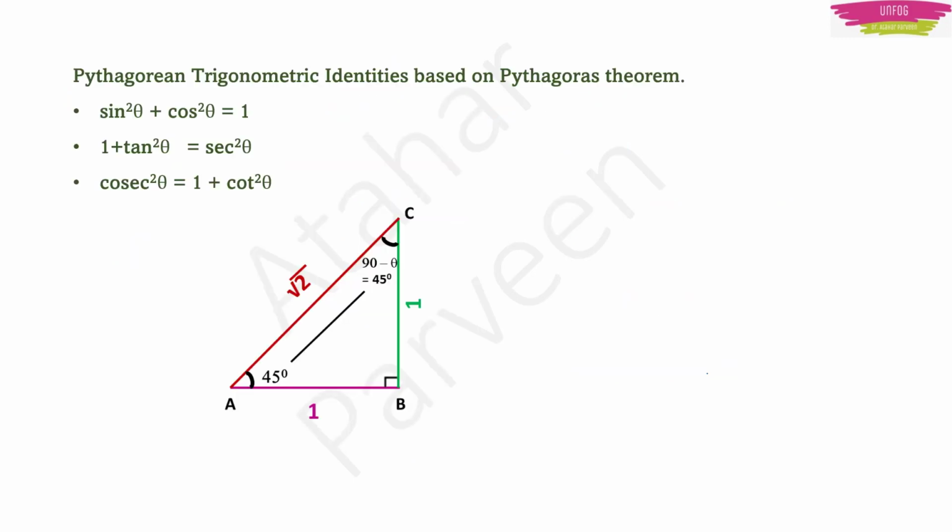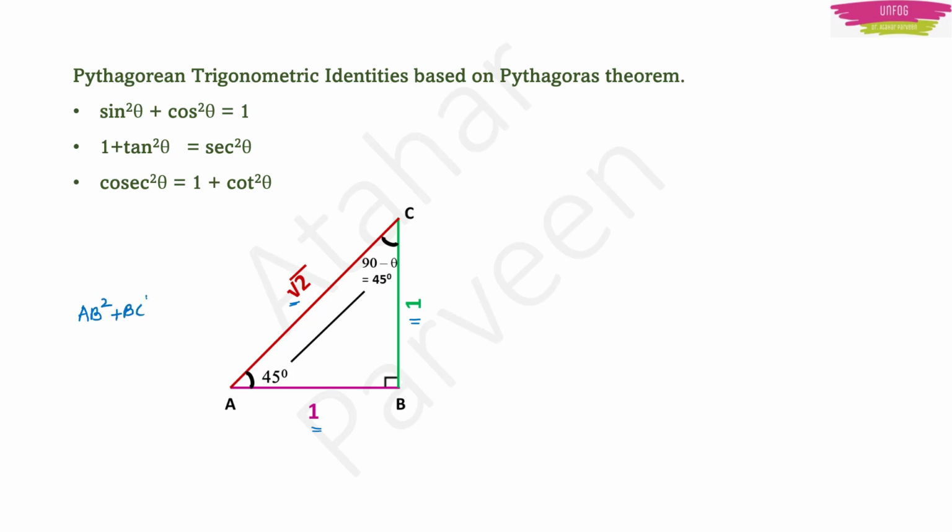Now let's talk about the trigonometric identities, which are commonly known as Pythagorean trigonometric identities. We call them Pythagorean trigonometric identities because they are derived using the Pythagoras theorem. Because when we talk about a right angle triangle, we talk about the Pythagoras theorem, right? So in this triangle, if I am writing the value of the adjacent side as 1 unit, the value of the opposite side as 1 unit, then what will my hypotenuse value be?